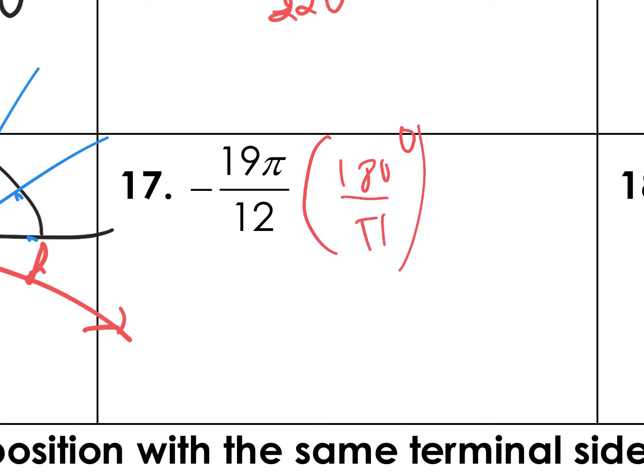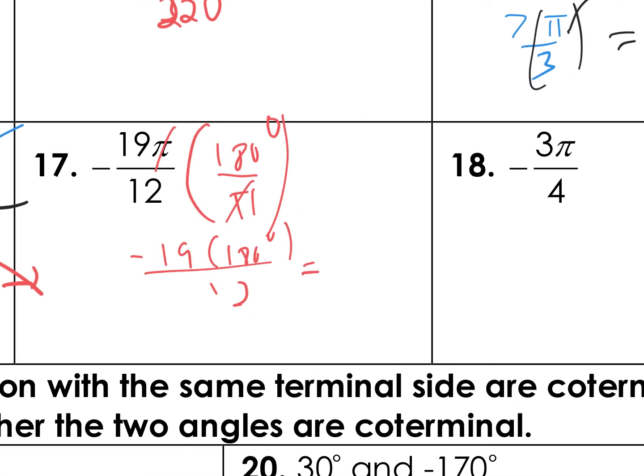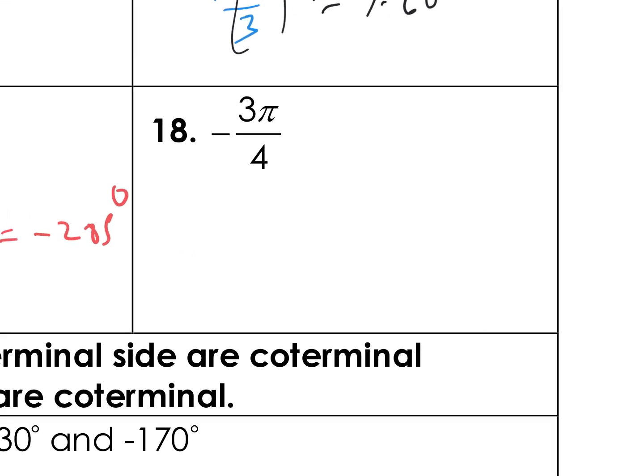Now, I got to give you a disclaimer. Not every radian problem is written with pi in it, but these all are. So that turns into a negative 19 times 180 degrees over 12, whatever that is. Negative 285. Negative 285 degrees exactly? Yes.